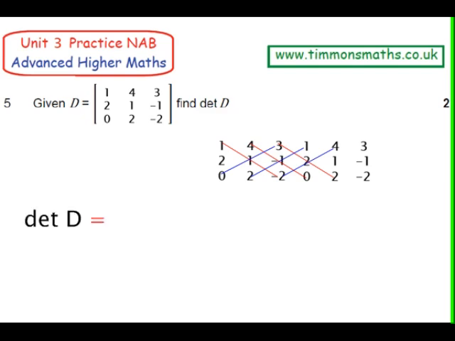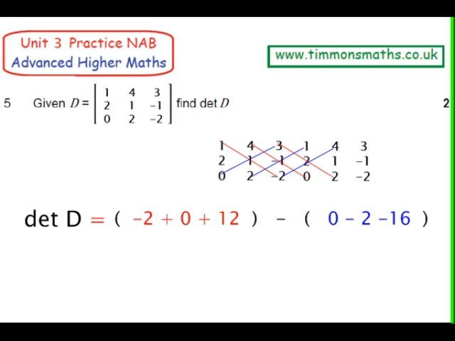Form 2 brackets separated by a minus. First bracket, we put the product of the 3 down diagonals. 1 times 1 times minus 2 is minus 2. 4 times minus 1 times 0 is 0. 3 times 2 times 2 is 12. Second bracket, the up diagonals, 0 times 1 times 3 is 0. 2 times minus 1 times 1 is minus 2. And minus 2 times 2 times 4 is minus 16.